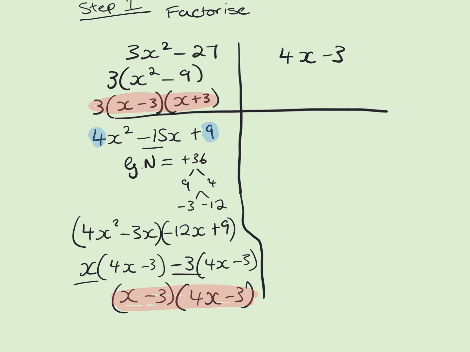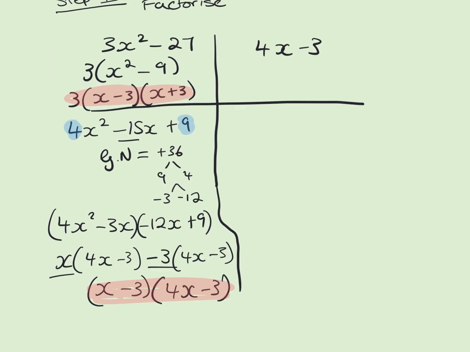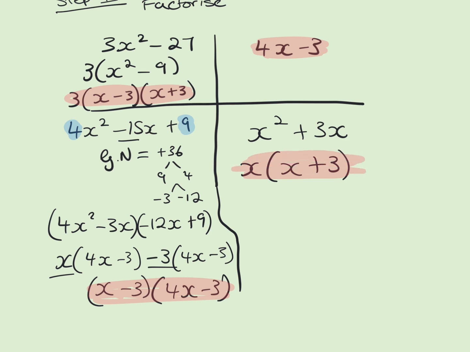Okay, let's go back up then to my final one, which is x squared plus 3x. So x squared plus 3x, well, it's obvious there. The only thing I can factorize out there is x. So I'm going to be left with x plus 3. So now everything that I can factorize, I have factorized. So my next step is going to be to rewrite.